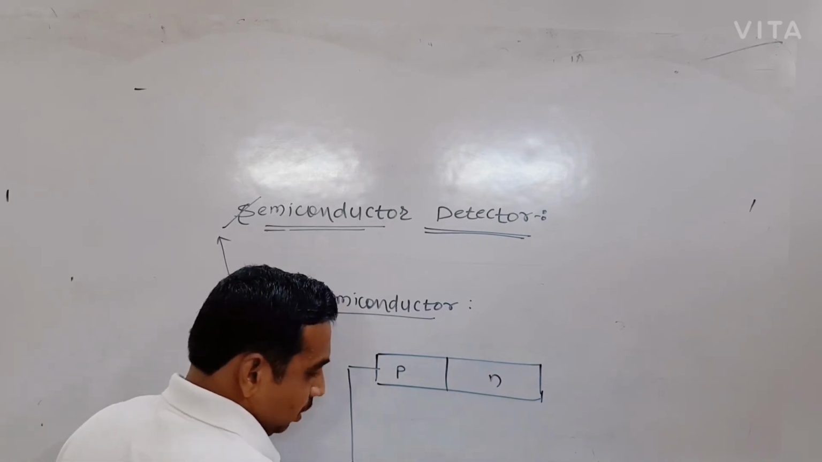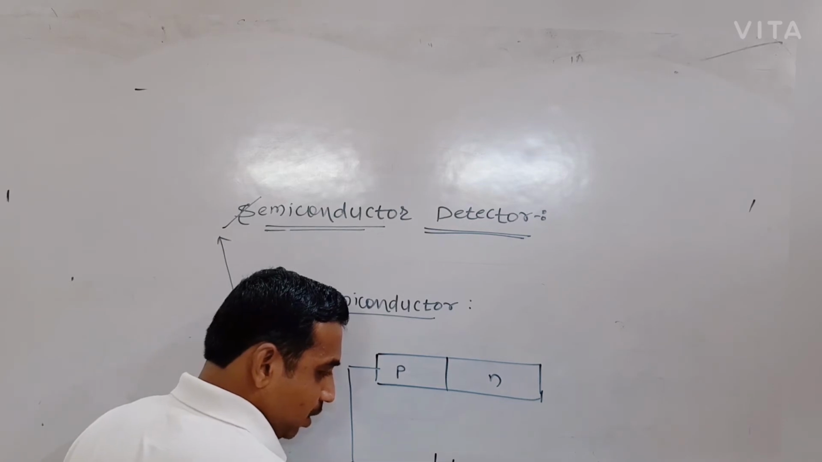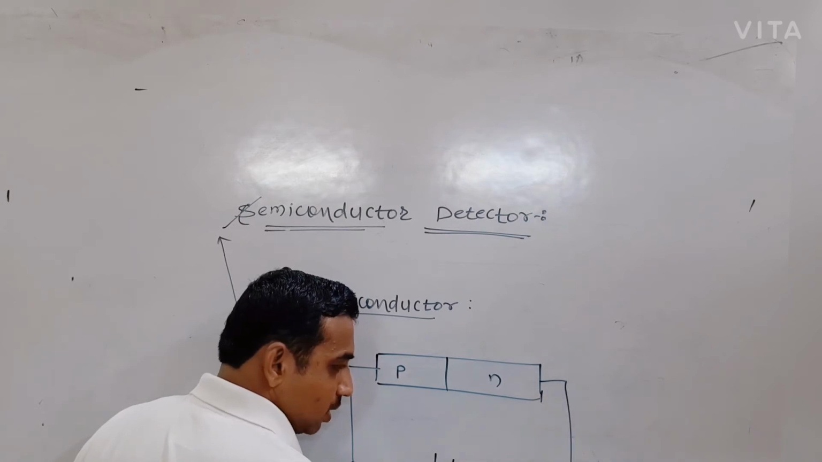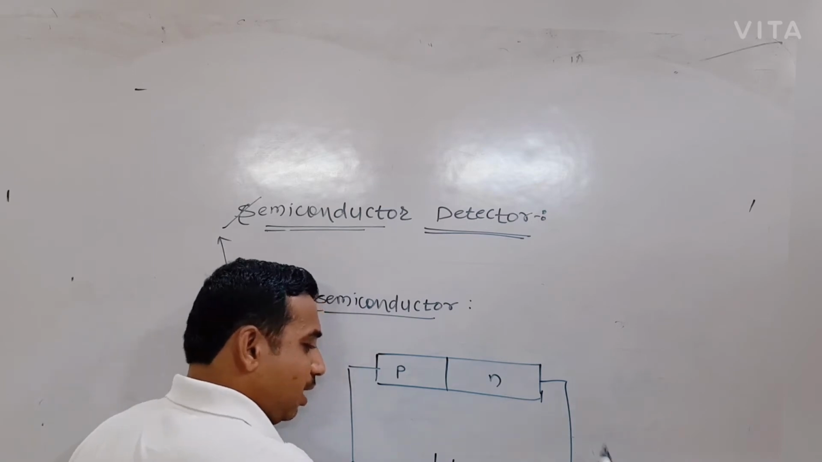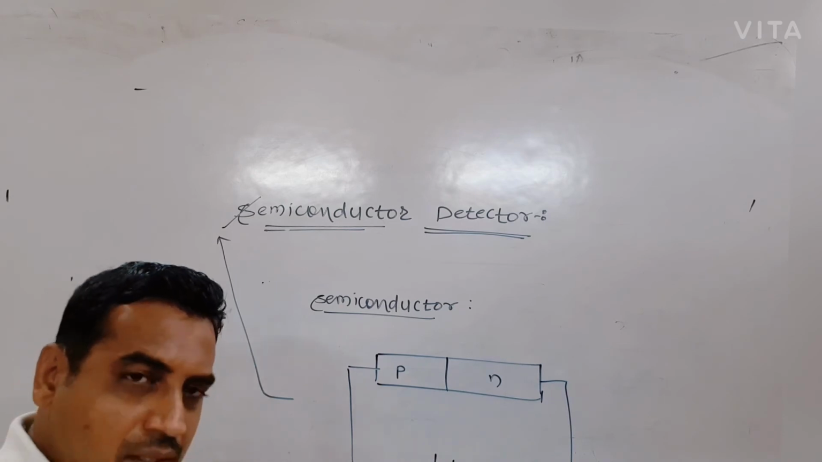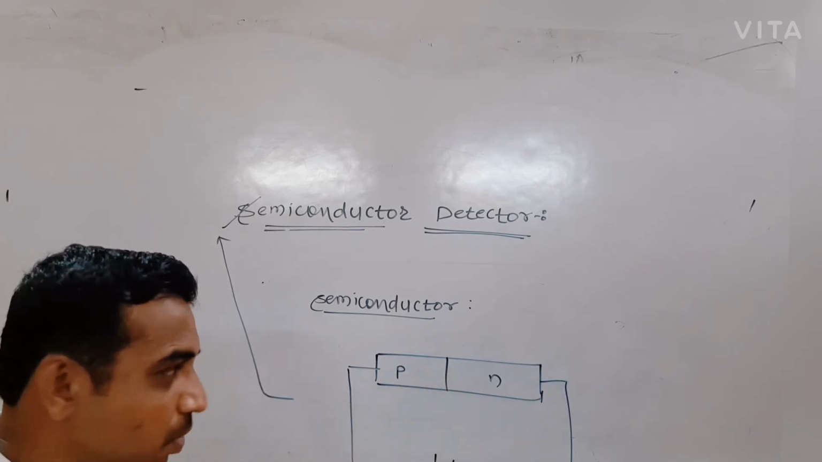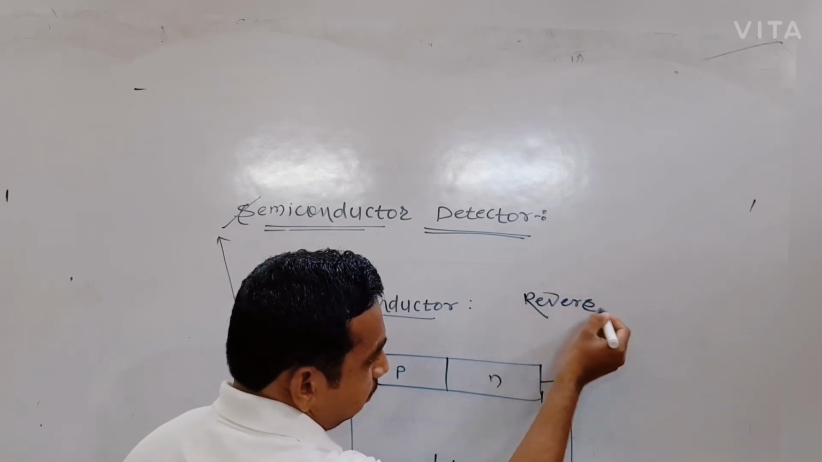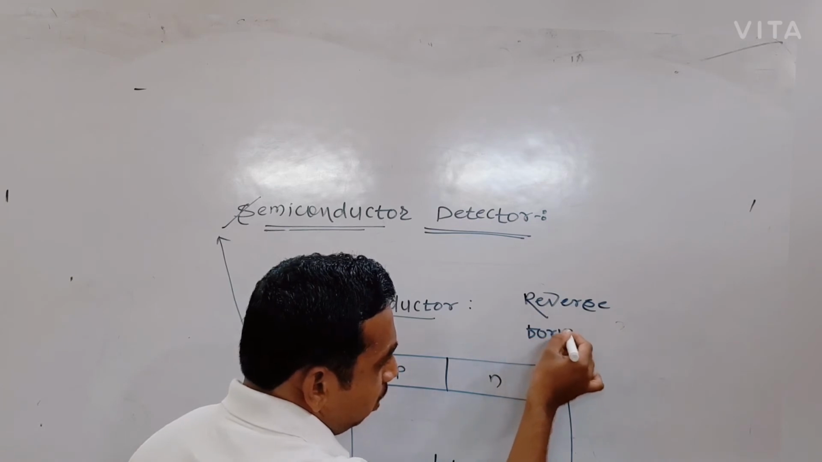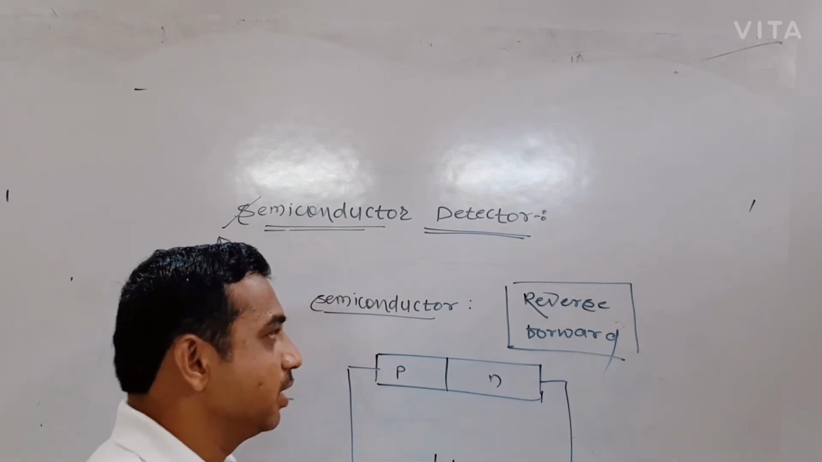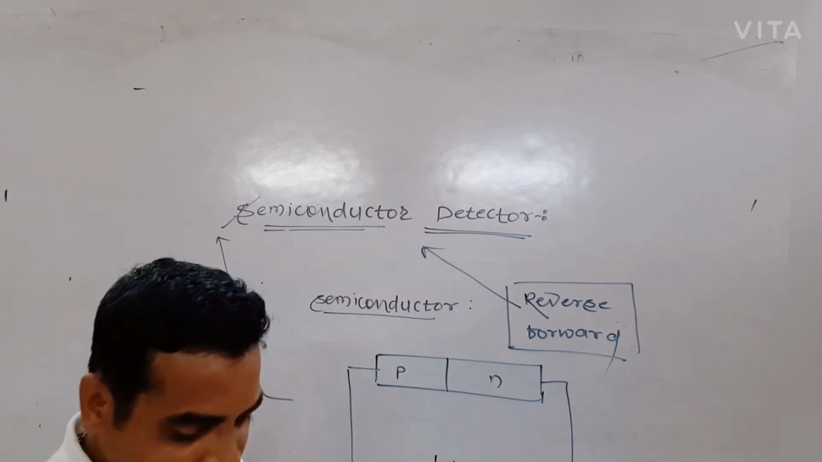here some battery is used to pass current. Here we put just any one resistance, or it is not necessary also. Here is the minus, here is the plus. Before I introduce the PN junction, first of all we see the reverse bias and forward bias. Why? Because in semiconductor detectors we use the reverse bias.